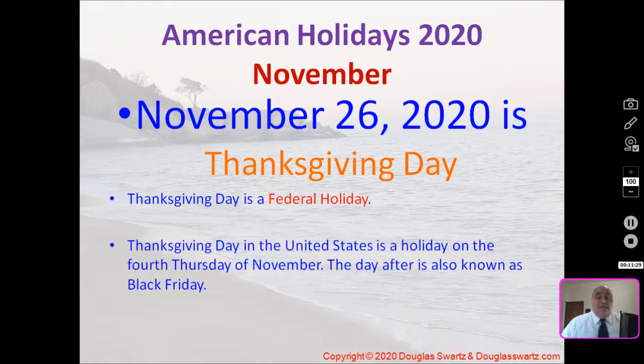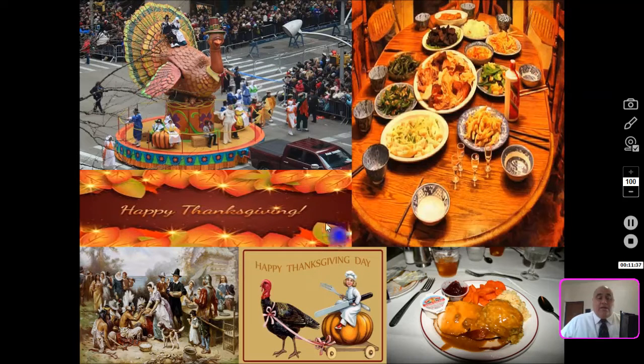And then the next day, we all go to the shopping mall and go shopping. So it's a federal holiday. It's a very big cultural day in America. And here's some of the images you might see. Football games, parades, big dinners. Thanksgiving Day is a very big holiday in America.